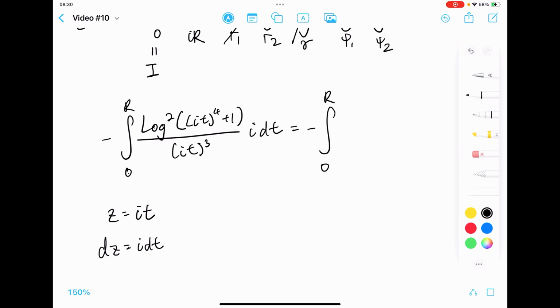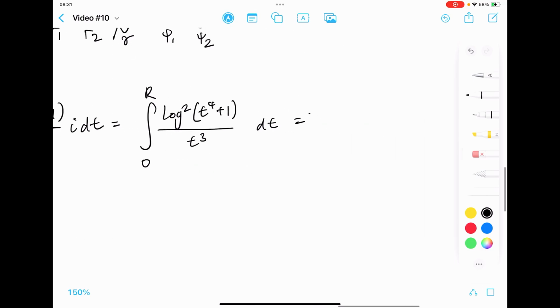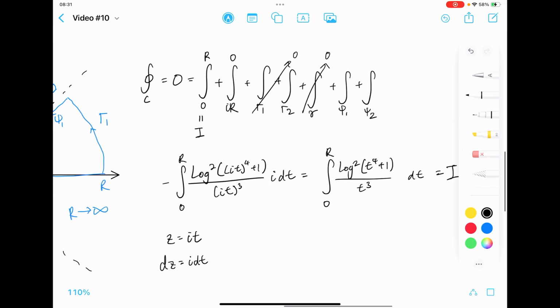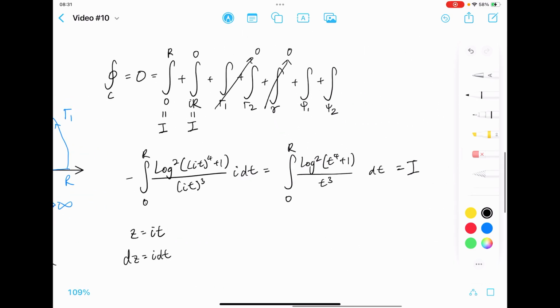And so let's do some tidying. Let's keep that there for now. Log squared of, well, it to the fourth is just t to the fourth. So that's going to stay as that. Negative i is going to pop out. t cubed, i dt. i divided by i is just nothing. And 2 negative signs. So we're left with this. And what's this exactly? That's exactly equal to I when r tends to infinity. So that's also equal to I. And yeah, we only have psi 1 and psi 2 to worry about.